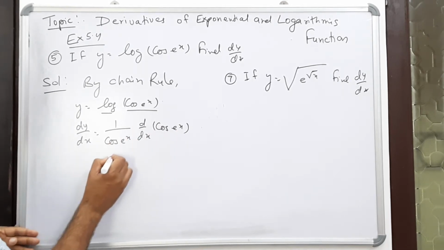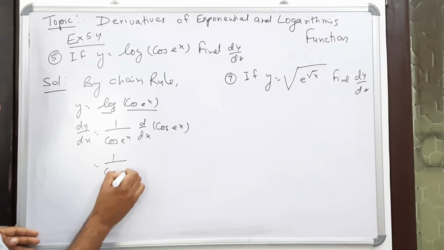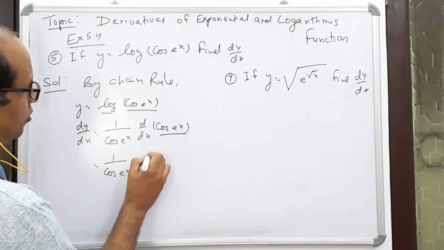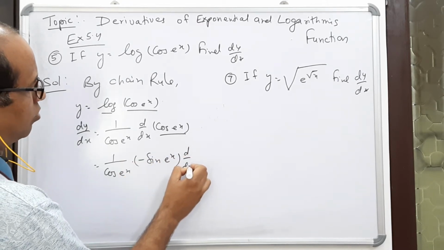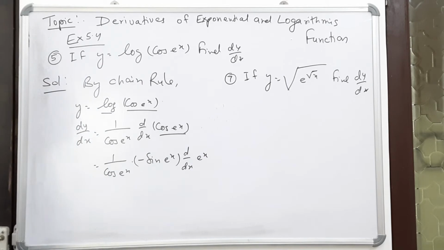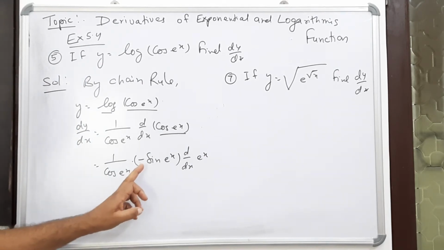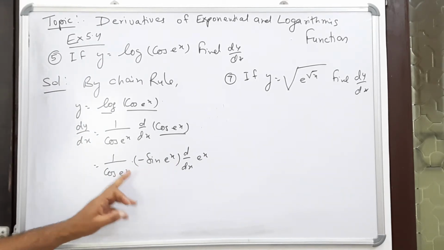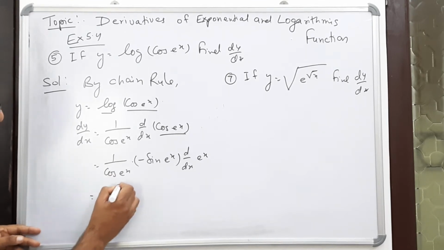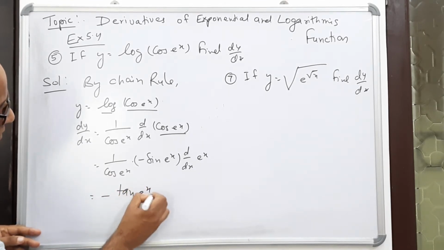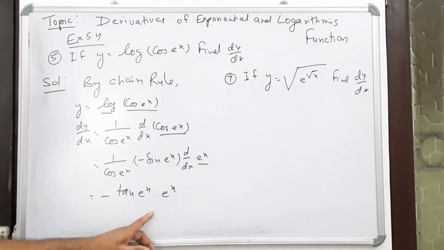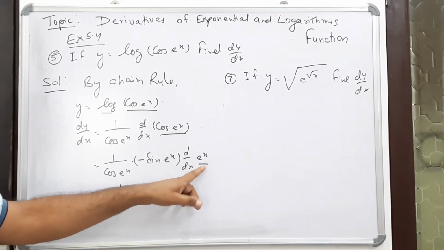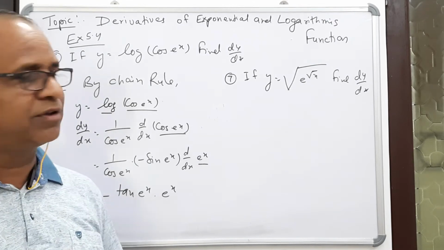So in the next step, it is 1 upon cos e power x, and the derivative of cos e power x is minus sine e power x, and then still the chain rule, d by dx of e power x. Now you see, minus sine e power x upon cos e power x will be minus tan e power x. And what is the derivative of e power x? It will be e power x. So the main part here is the derivative of the exponential function.